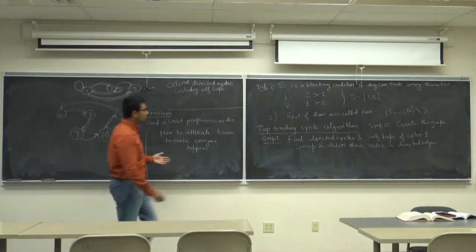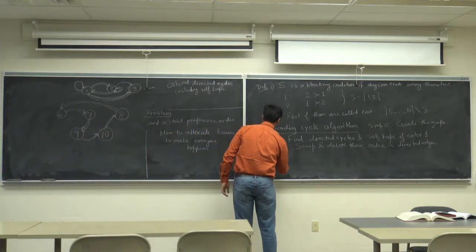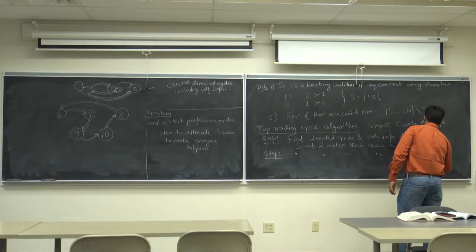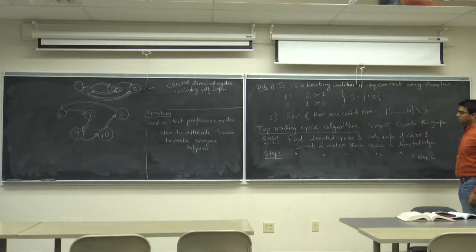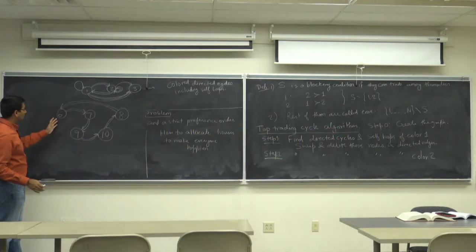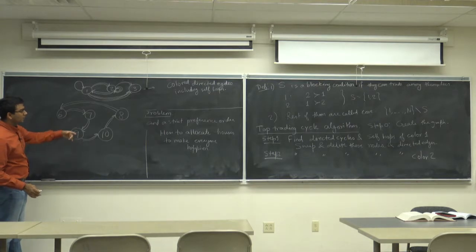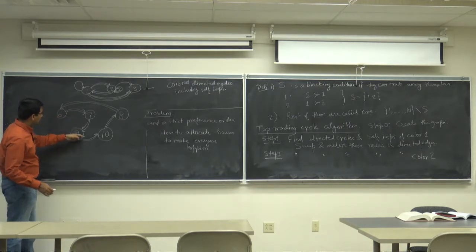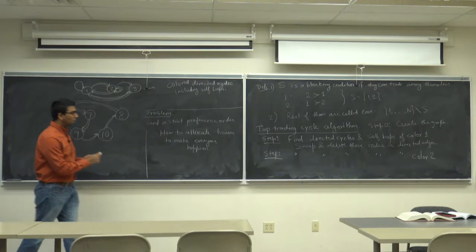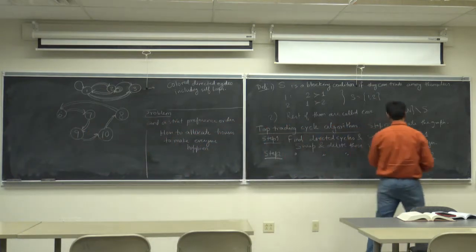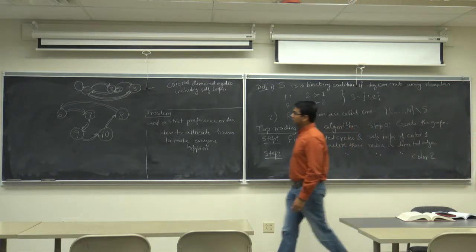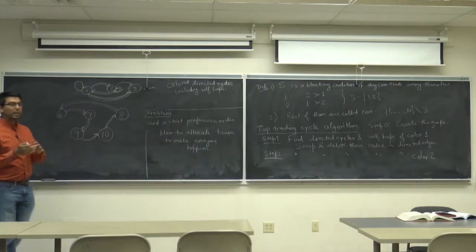Okay, so in step 2, find directed cycles and self loops of color 2, and then swap and delete those nodes and directed edges. Let's try to find a directed cycle of color 2. Well, this looks like a directed cycle of color 2, so we'll do the same thing. We'll swap their houses immediately, and then delete those nodes and directed edges from the graph, and we'll continue until everyone is matched and everyone's house has been reallocated.